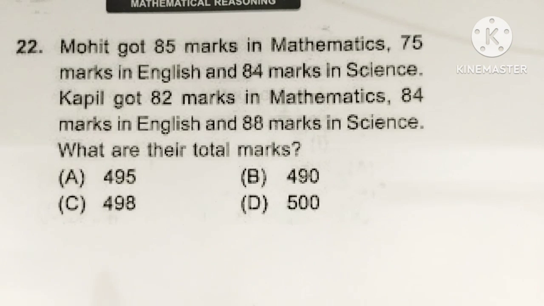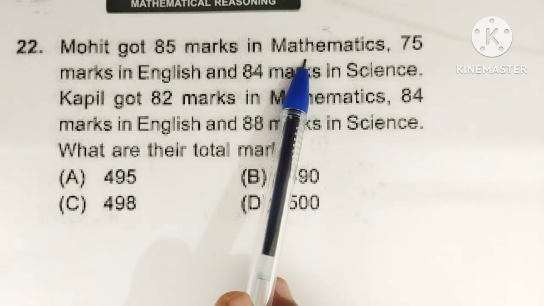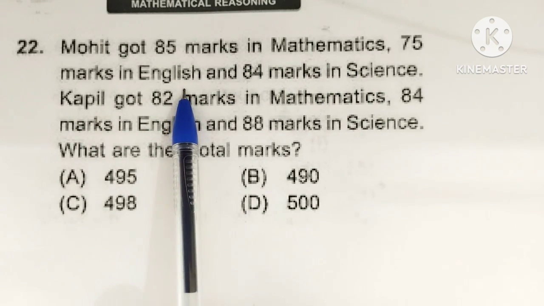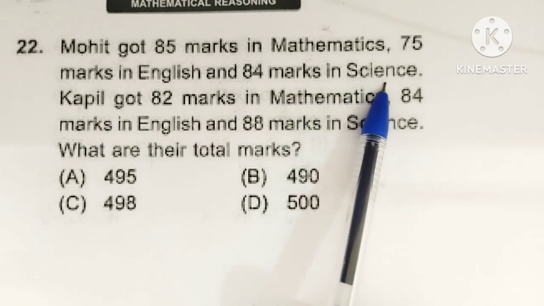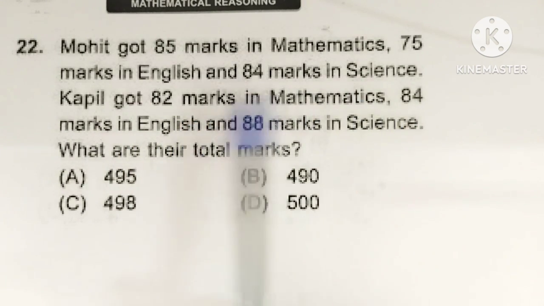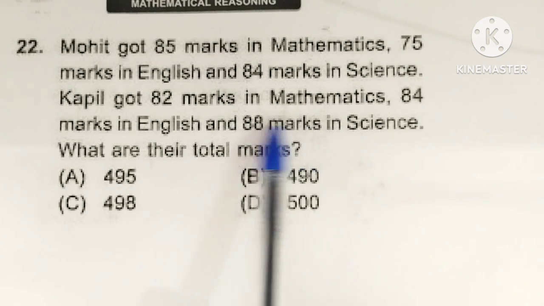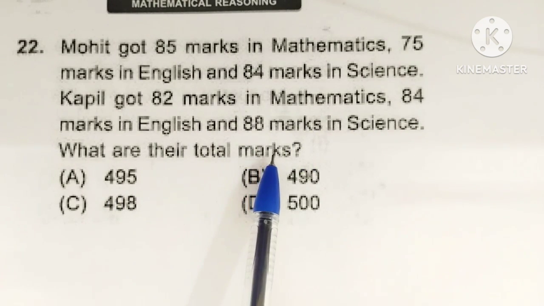Per day. 22nd question. Mohit got 85 marks in maths, 75 marks in English, 84 marks in science, and Kapil got 82 marks in mathematics, 84 marks in English, and 88 marks in science. What are their total marks?